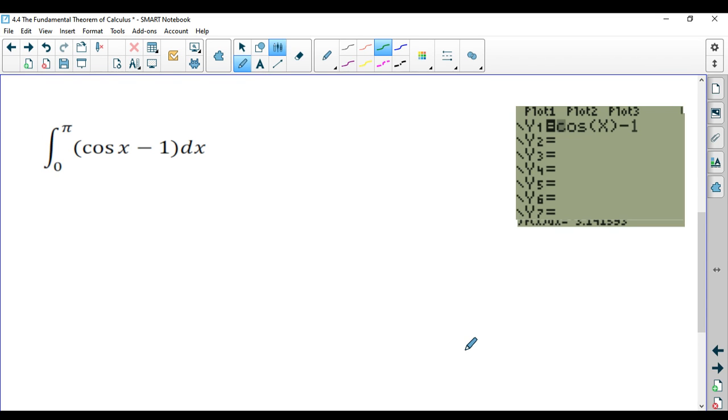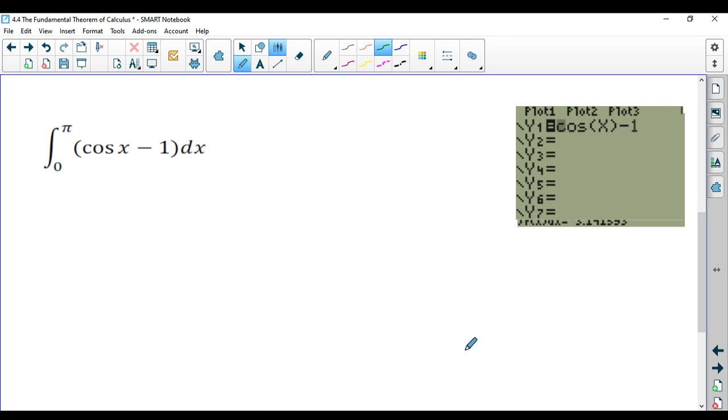It's not so hard because we know all the trig integrals. There's not that many of them at this point. So the first one is the cosine of x minus 1. Remember, those are two terms of one function. Since it's a minus, you can integrate them separately, and you have to integrate them separately.